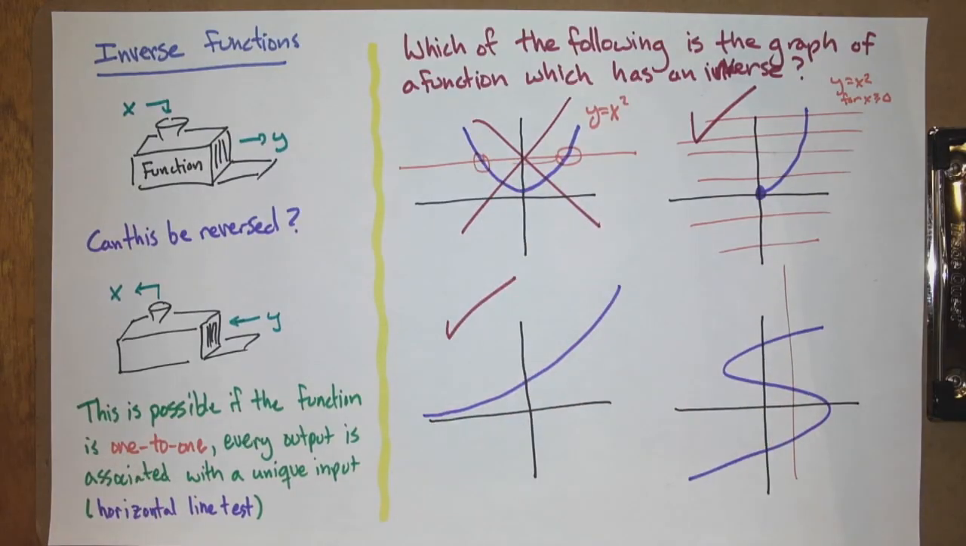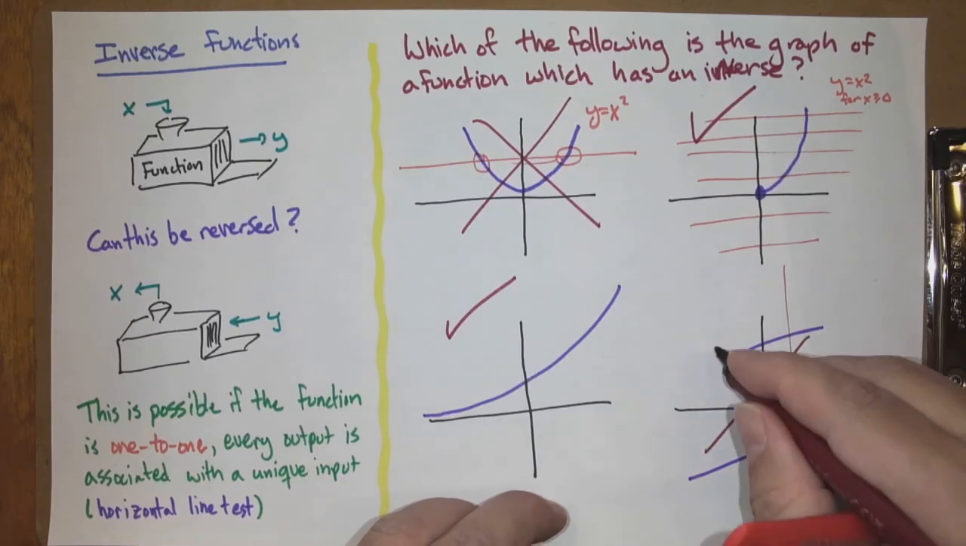So even though it passes the horizontal line test, it's not the graph of a function which has an inverse, because it's not the graph of a function. So this is a no. So this is not a function.